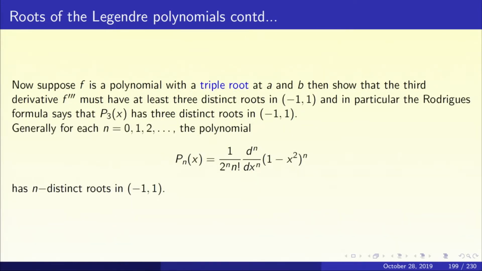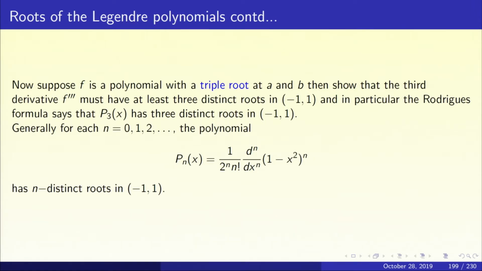Okay, the idea can be carried over to the next level. Now, suppose f is a polynomial with a triple root at a and a triple root at b, then the third derivative must have at least 3 distinct roots in the open interval (a, b). Apply the same idea again, f(a) is 0, f(b) is 0. So, by Rolle's theorem, f'(c) must be 0 for some c in the open interval. Now, a is a triple root, so f'(a) is 0 and f'(b) is 0. So, now f' is 0 at a, c and b.